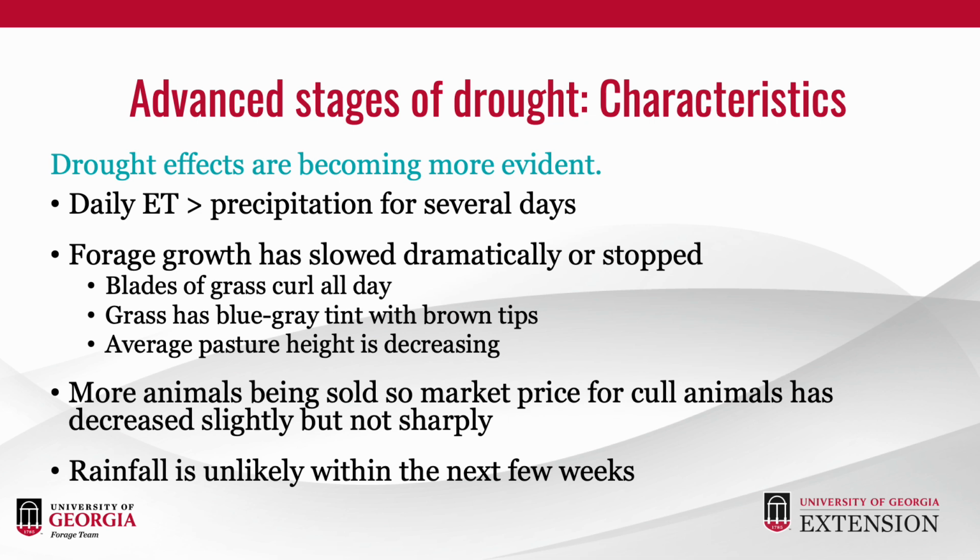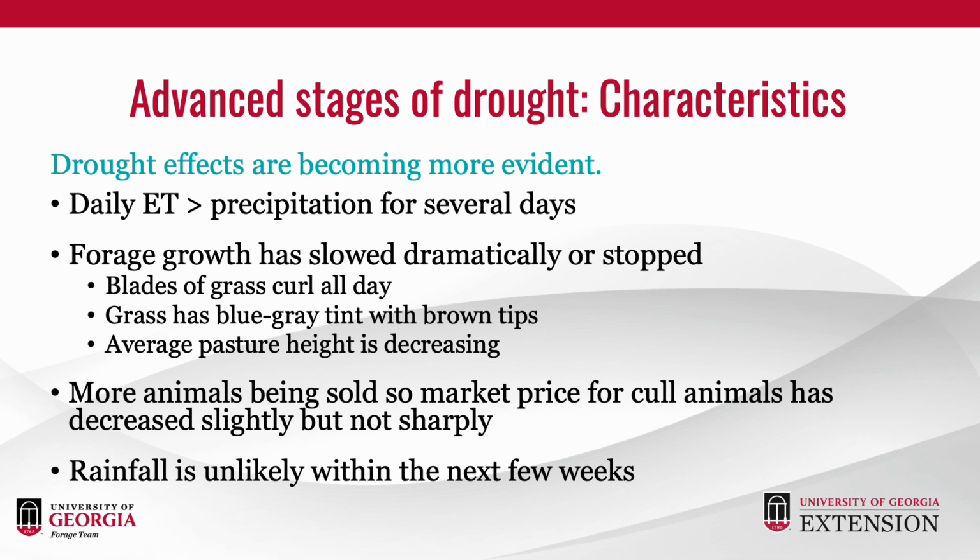Drought alone will rarely kill a forage species in our state, but overgrazing forages during this stress event can cause problems with our persistence. Height is decreasing in our fields because the animals are grazing the forage noticeably faster than the rate at which that forage is regrowing. At this point, our forage growth has either slowed dramatically or stopped completely. The blades of the grass are curling all day, not just in the midday heat. The grass has that blue-gray tint to it with the brown tips, and the average pasture height is steadily decreasing.